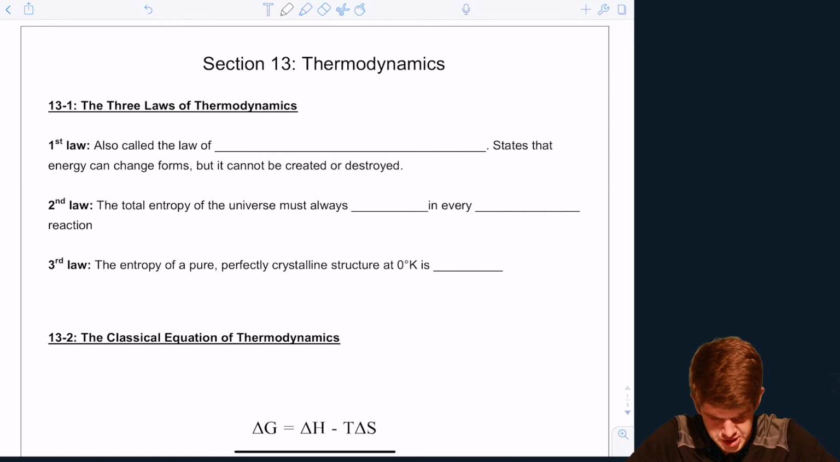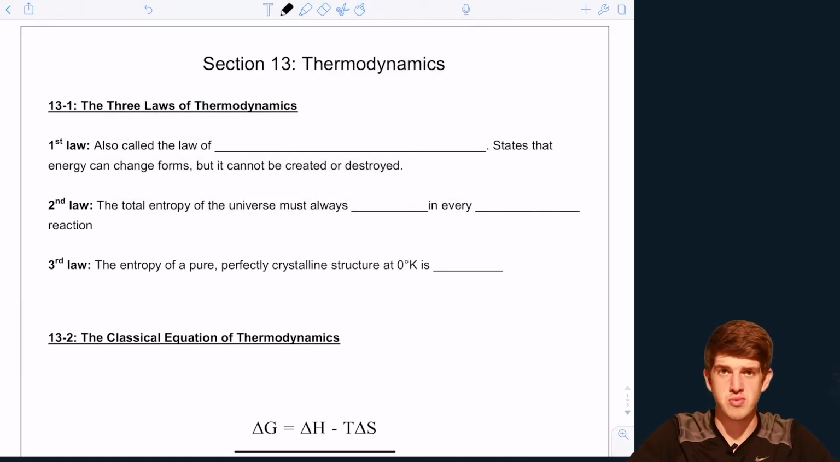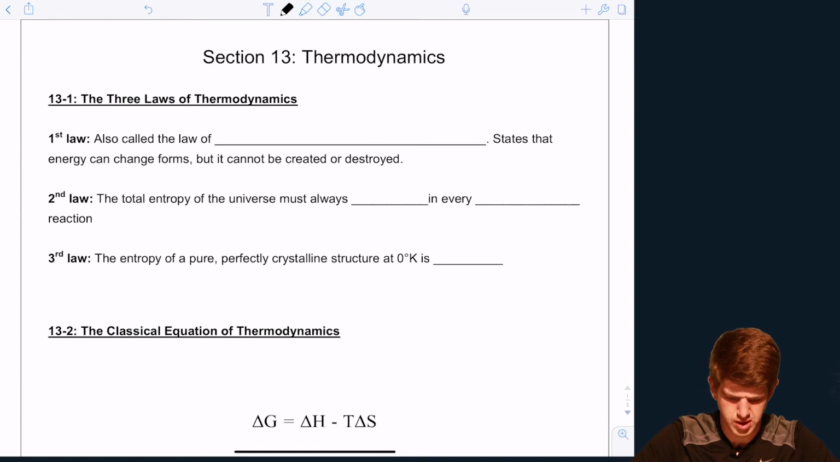So let's just jump straight into this. For this first part, talking about the three laws of thermodynamics, we're not going to put too much emphasis on it. But if you feel like going more in depth, feel free. It just wouldn't be the most effective use of your time. But knowing the definitions and the general reasoning behind them is worthwhile.